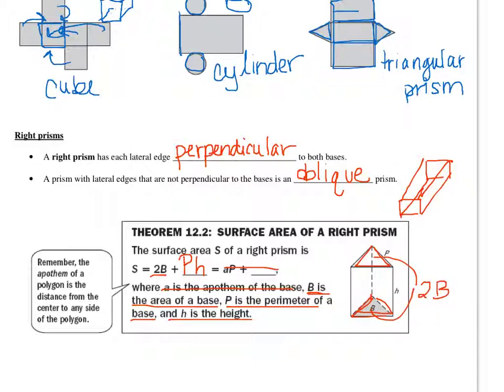And then if I do the perimeter of one of the bases times the height, that would be like taking this outside edge, taking our lateral faces and unfolding them like this, and my perimeter would be this length right here, and my height would be up here.